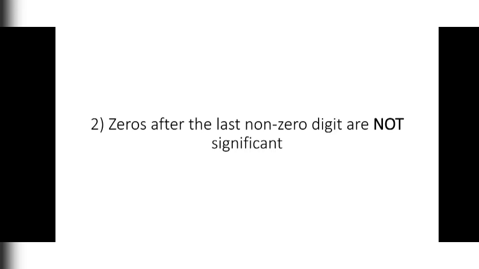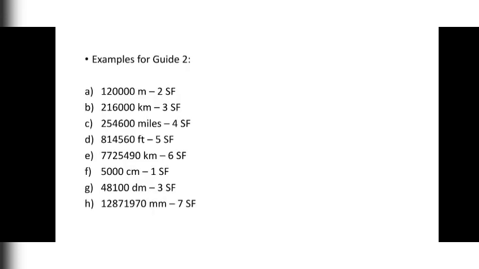Moving to rule number 2, zeros after the last non-zero digit are not significant. So every zero after the last non-zero digit is not significant. Let's see the examples. For letter A, we have 120,000. Now, the last non-zero digit is 2. After that, it's all 4 zeros, which are not significant. So it's only 2 significant figures over here.